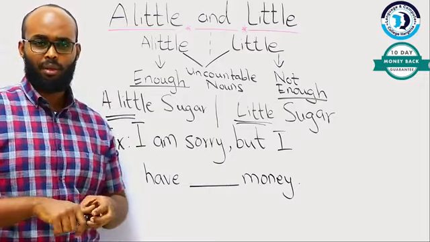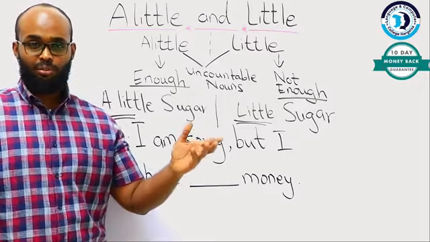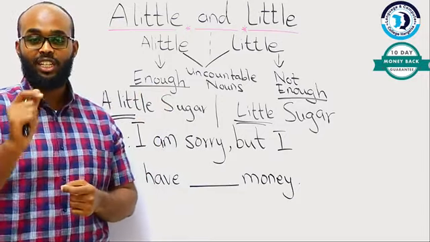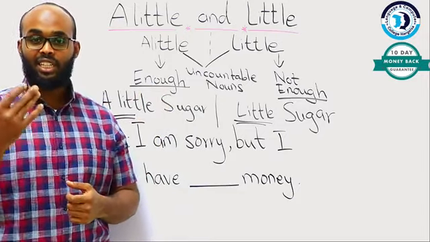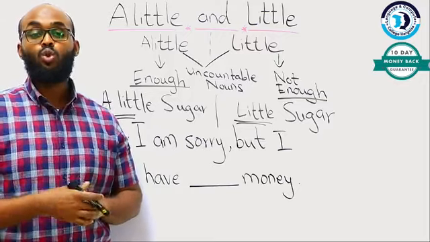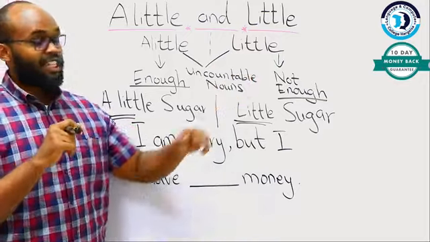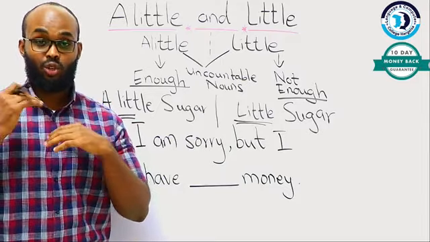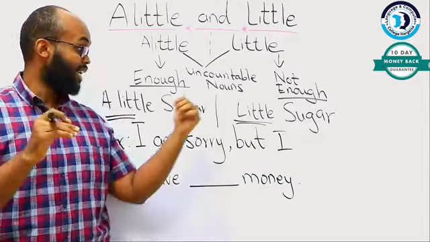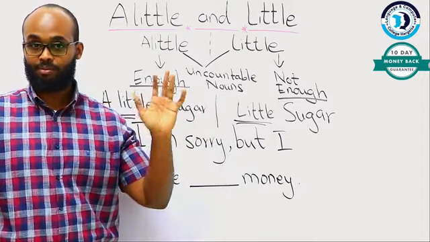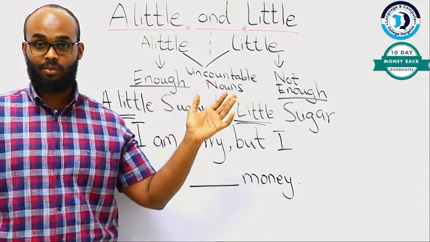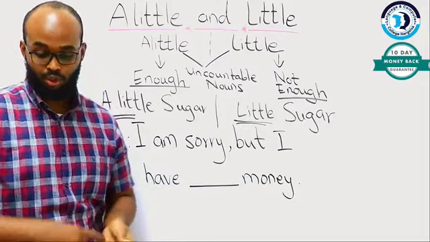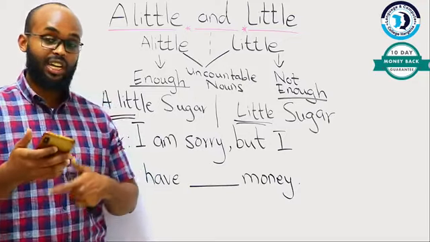Number three, what is the difference between them? When do we use a little? When the thing or the uncountable noun you are looking for is enough. And when do we use little? When that uncountable noun is not enough. Very easy to understand, okay? That is very easy to understand.